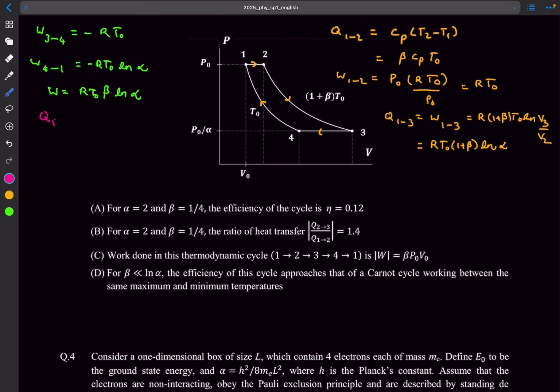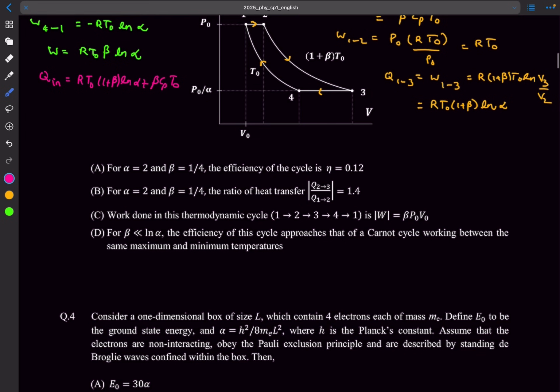Now the heat that is given as input to the gas is Q12 plus Q23, okay, because in the other two processes we have heat leaving the gas. So if we add Q12 and Q23, we get R T0 times 1 plus beta ln of alpha plus beta Cp T0. So now the ratio of these two is what the efficiency of the engine is. It's the ratio of the work output that we get for providing a given heat input.